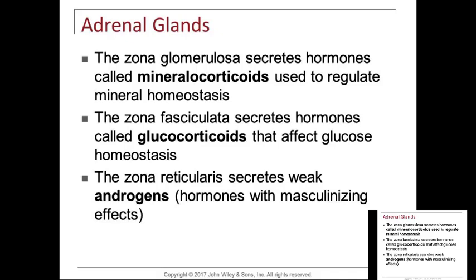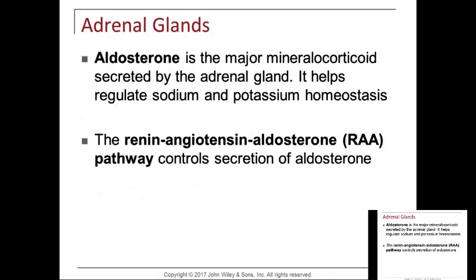So the mineralocorticoids are regulating the mineral homeostasis, like sodium and potassium. The zona fasciculata, which is involved with the glucocorticoids, is affecting glucose homeostasis. And then the zona reticularis is secreting androgens that are associated with masculinization. Aldosterone regulates sodium-potassium balance. And let's talk a little about the RAS system, the renin-angiotensin-aldosterone pathway.